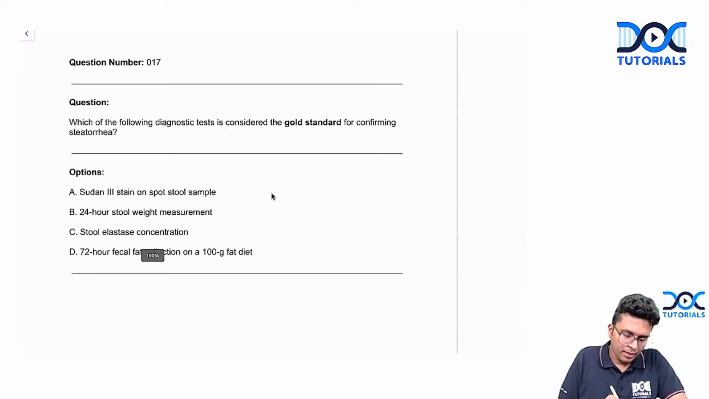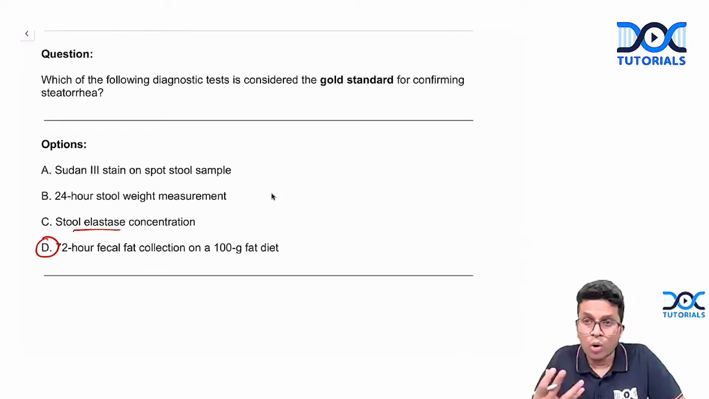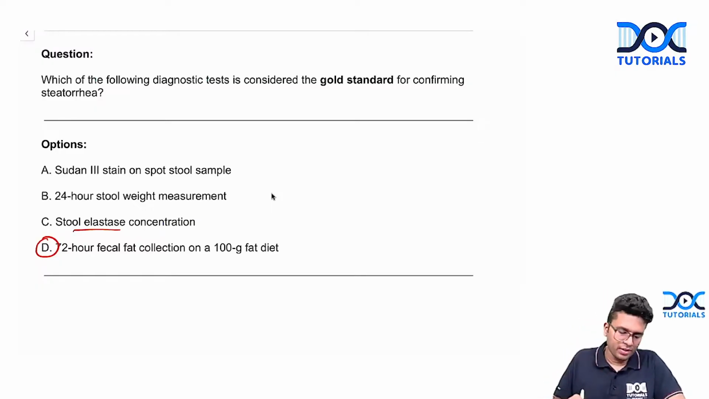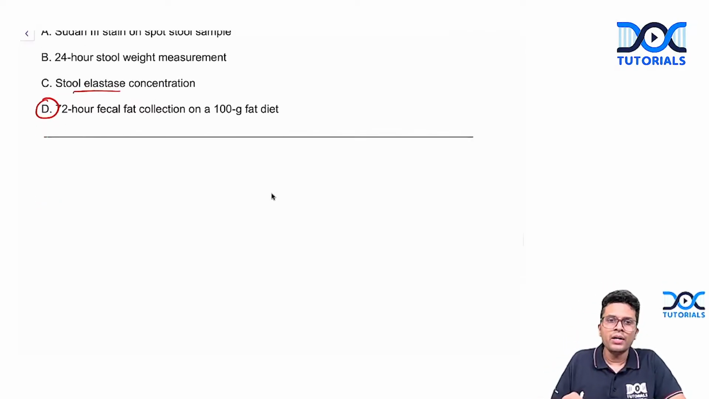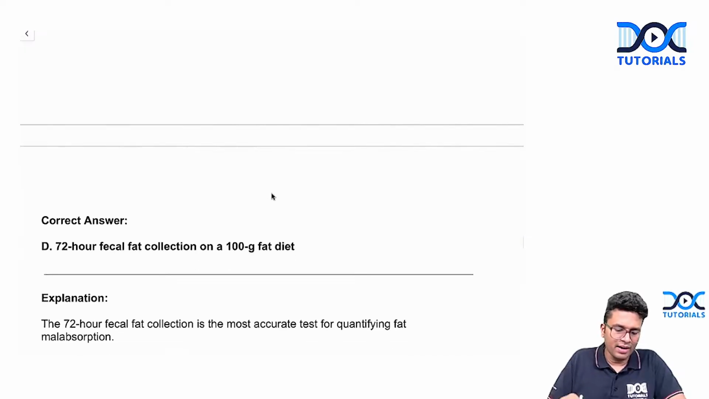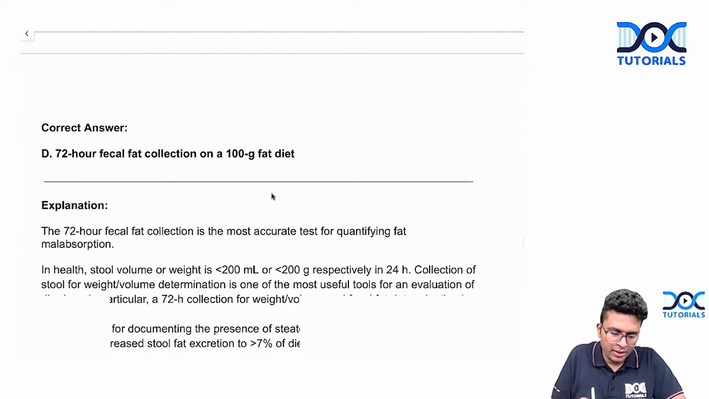Okay. Elastase concentration again cannot quantify it. So these are all qualitative tests. The best quantitative test is the 72-hour fecal fat collection after a 100-gram fat diet. Okay, so this is the most accurate test.